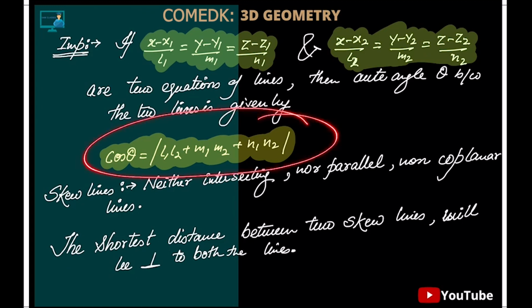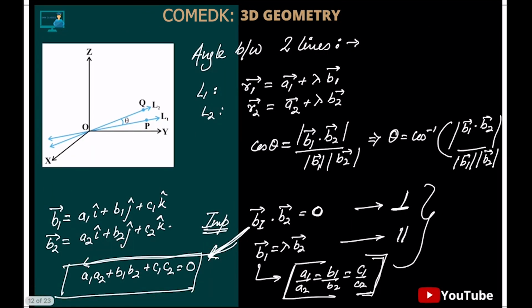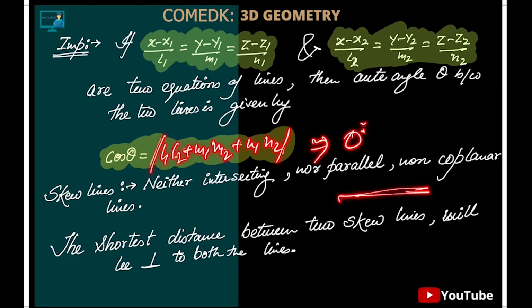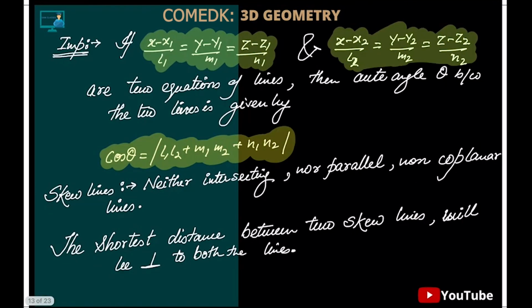Here also it's the same thing: cos theta directly, just like we were doing with the direction ratios. In place of A1, A2, we will be replacing with L1, L2. So mod of L1 L2 plus M1 M2 plus N1 N2. Okay, that's it. So if this is equal to 0, then it is perpendicular. If these two are proportional, we can directly say the lines are parallel. Okay, lines are parallel.